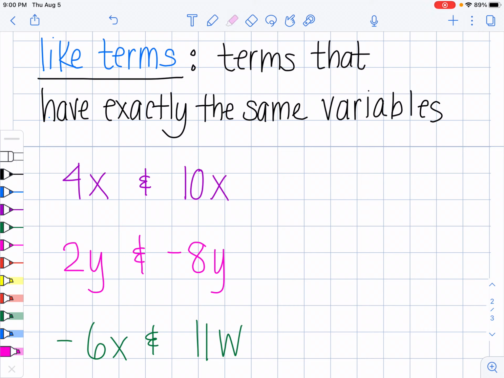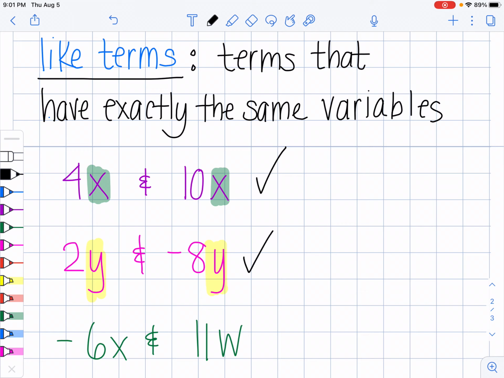I'm going to look at my variables. Like terms have the same variable. So here in this term I have an x, and in this term I have an x. Because they both have x's, they're considered like terms. Yes. Okay, let's look at my next one. I have a y here, and I have a y here. It doesn't matter about the number in front. You just want to look at the variable. Here I have a y, and here I have a y. Because they're both y's, they are like terms.